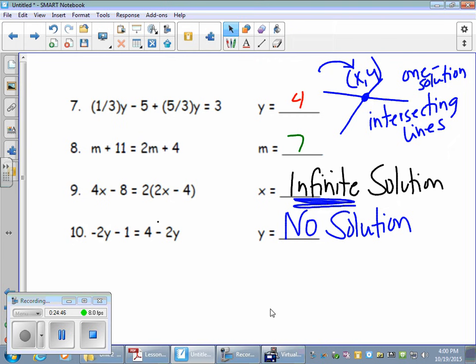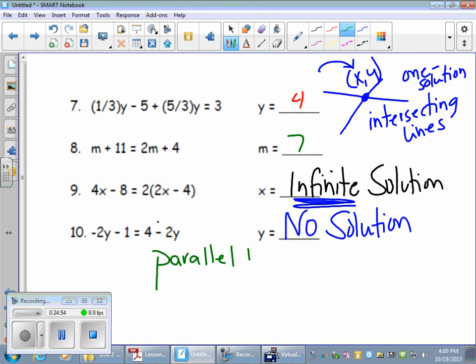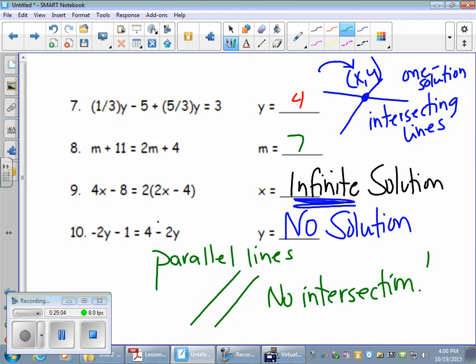Now, what does the graph look like when there's no solution? We'll look at number 10. Number 10 was no solution. What did that graph look like? It was parallel lines. Okay, again, you may want to draw a picture there in your notes. Lines were parallel. There is no intersection point. Therefore, there is no solution. Intersection. Okay.